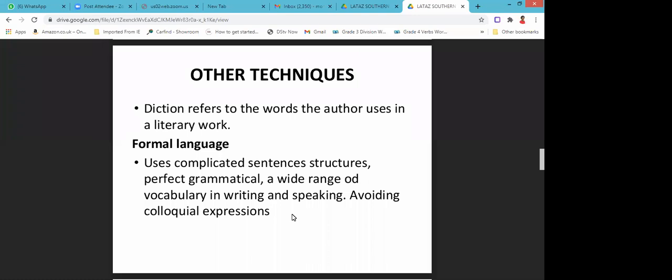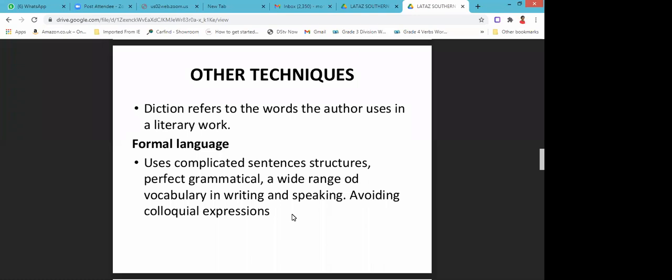So we consider those elements that we need to make a story. Now let's look at techniques that can be used in a story. So we look at the diction, the language that the author uses in a literary work. As you analyze a literary work, this is a very important part. And just from the beginning, when you start reading a text, you will discover and notice certain things. So formal language is one that we look at. What type of language is the author using?